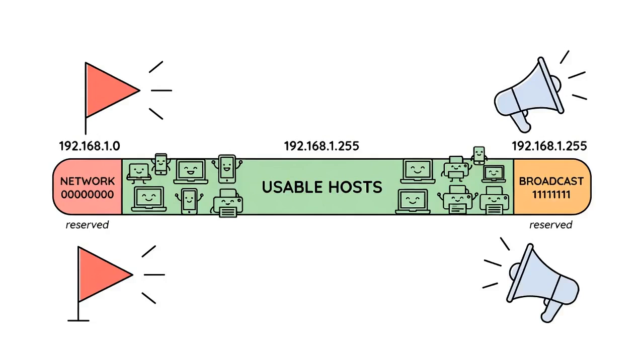The very first address, with all host bits set to 0, is the network identifier itself. The very last address, with all host bits set to 1, is the broadcast address used to shout a message to every host on the subnet at once.